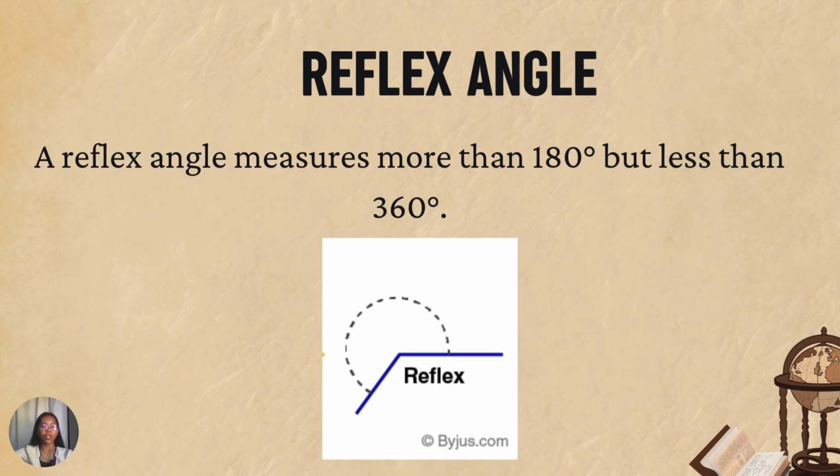Okay, so how many angles do we have? We have five angles. The first one is a right angle. A right angle is 90 degrees. An acute angle is less than 90 degrees. An obtuse angle is more than 90 degrees but less than 180 degrees. A straight angle is exactly 180 degrees, and a reflex angle is more than 180 degrees but less than 360 degrees.